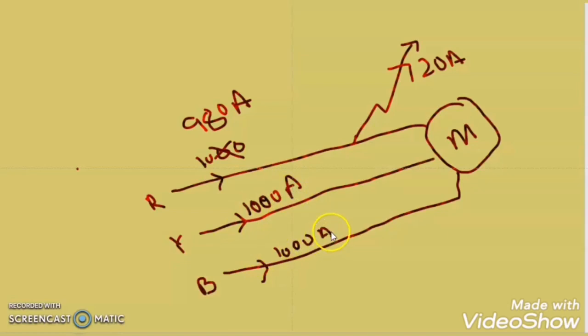B phase 1000 ampere. For this motor, this slight imbalance is not a problem because it is very less as per its full load condition. But this 20 ampere of current is very high for a human.